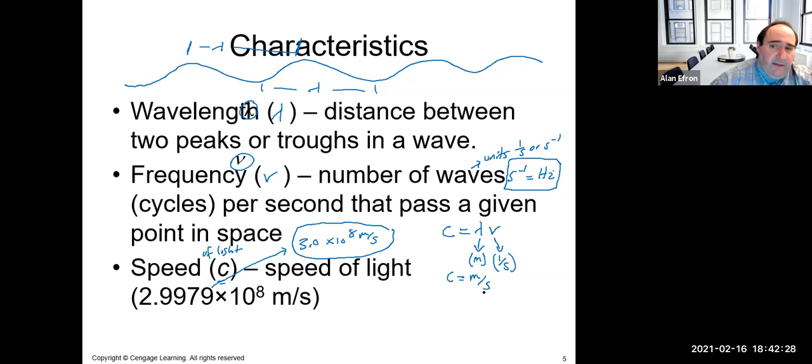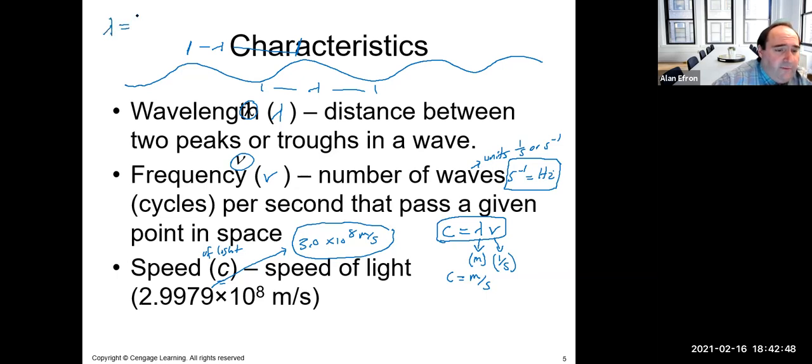So that's common units that we see. This is an important little formula. It allows you, again, if you know the wavelength, you could figure out the frequency. If you know the frequency, you could figure out the wavelength, because c is a constant. Kind of the same calculation, depending on whichever one you're looking for.